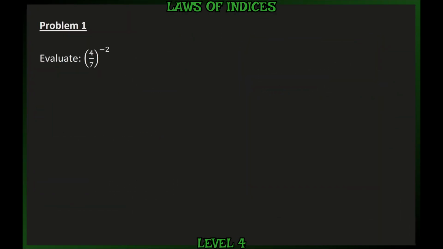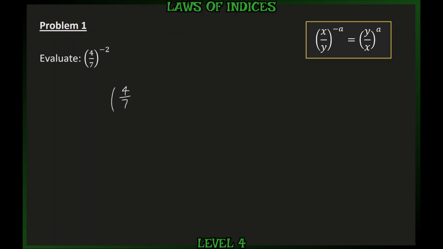In problem 1, we're evaluating 4/7 raised to the power of -2. Since we have a fraction raised to a negative power here, we can use this law, which tells us that we can rewrite 4/7 to the power of -2 as 7/4 raised to the power of +2.